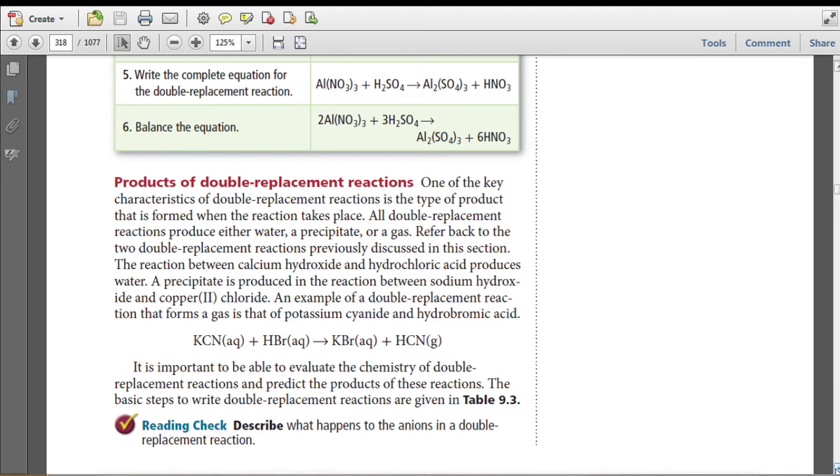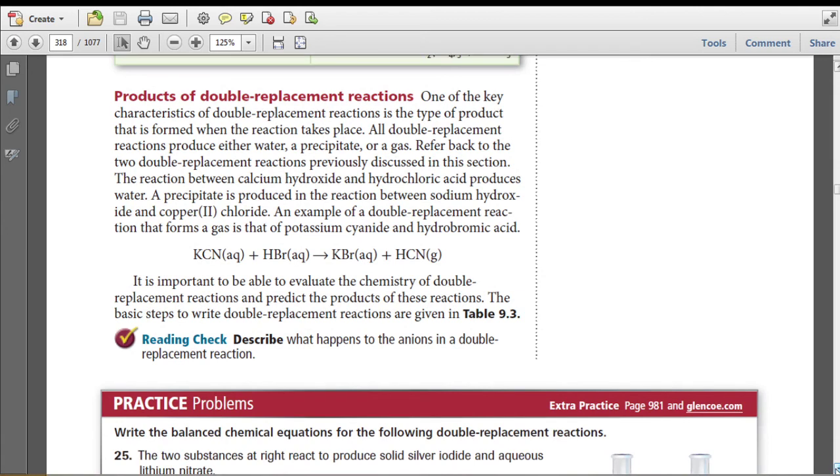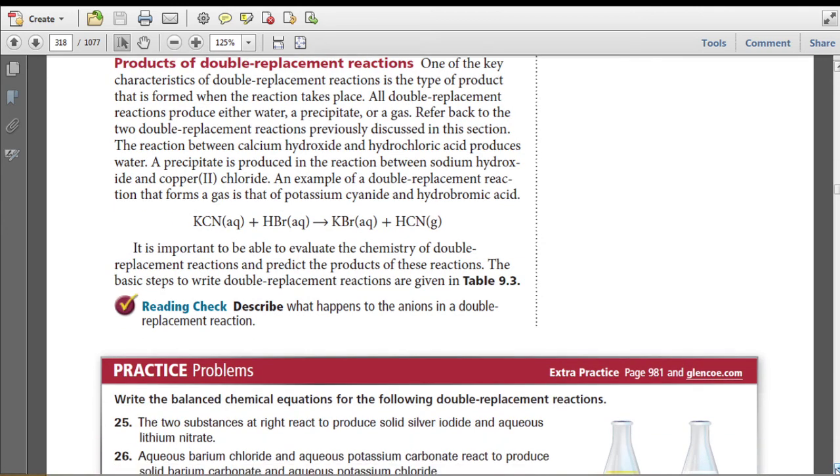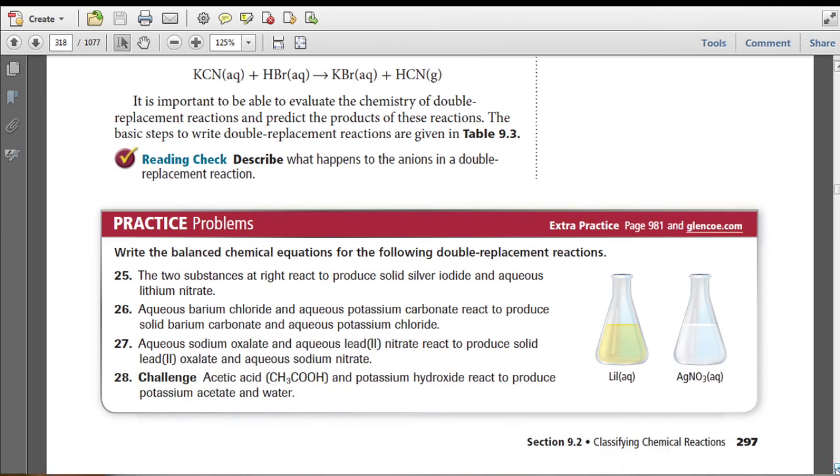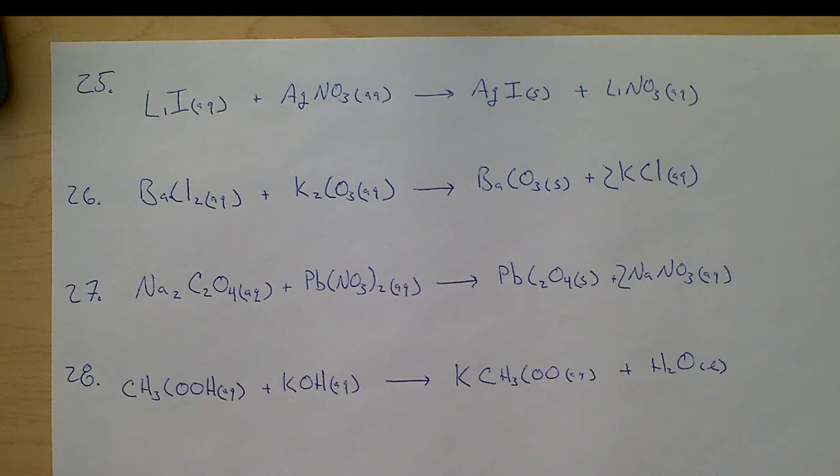It is important to be able to evaluate the chemistry of double replacement reactions and predict the products of the reactions. The basic steps are written down in Table 9.3. Go ahead and pause the video and write the balanced chemical equation for the following double replacement reactions. So here are the balanced equations for the following double replacement reactions.